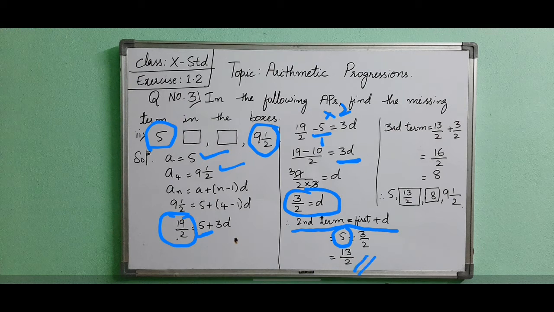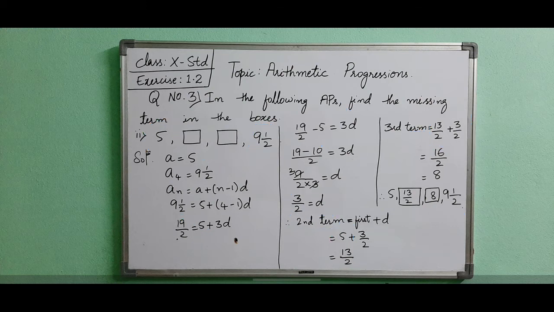Then the third term. How to get the third term? To the second term we have to add d. Second term is 13 by 2 and d is 3 by 2. As the denominators are the same, numerators can be added. 13 plus 3 is 16, so 16 by 2. If we divide, 2 1s are 2, 2 8s are 16. So your third term is 8. So your answer will become 5, 13 by 2, 8 and 9 integer 1 by 2.